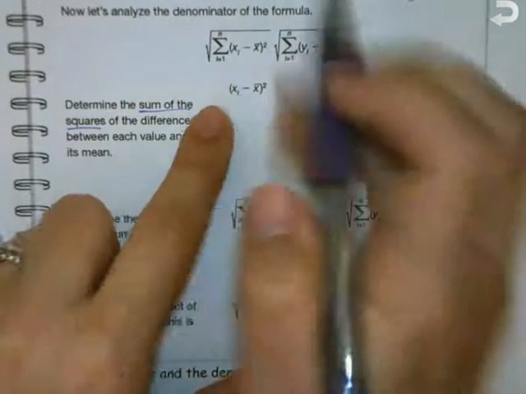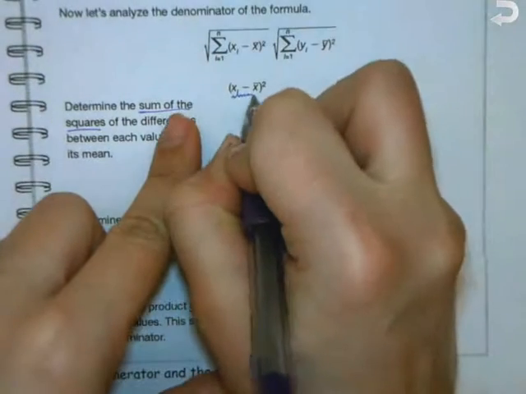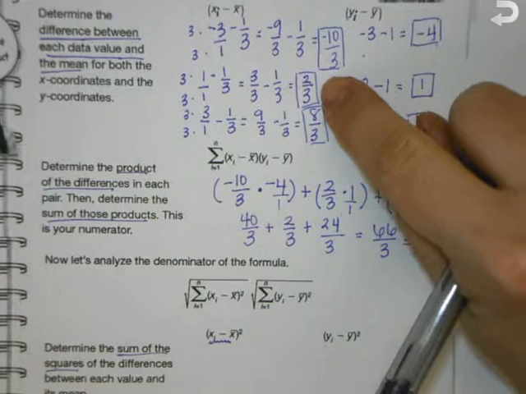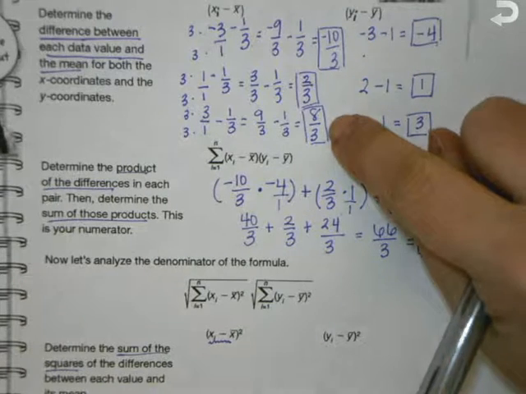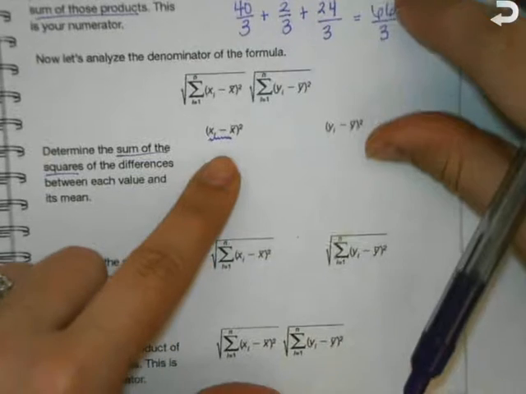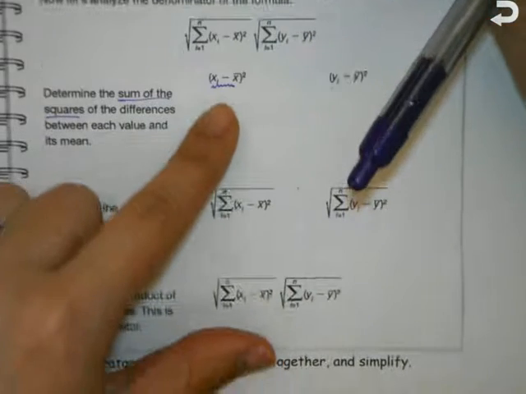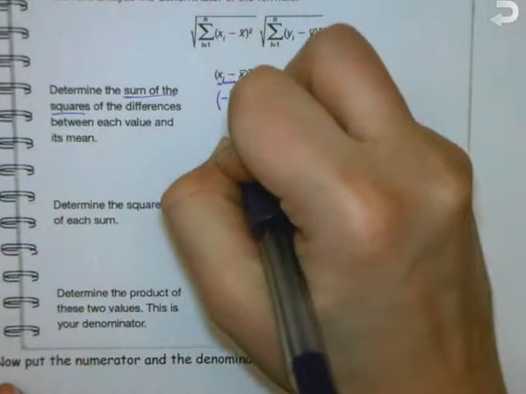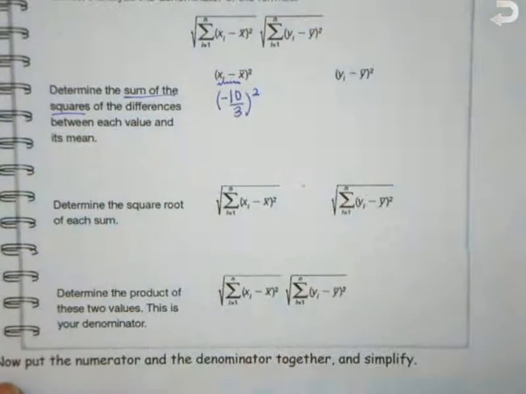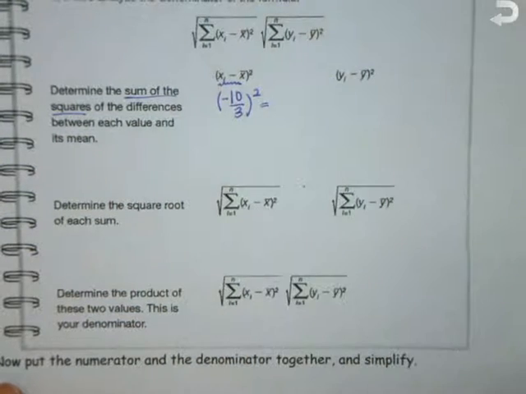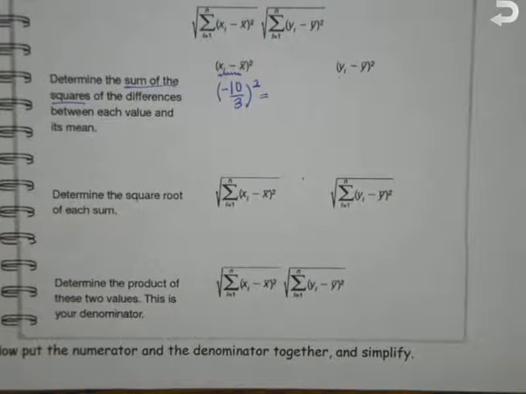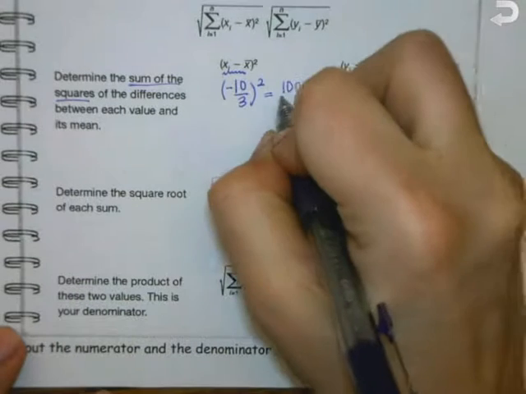But did we already do the work for this part? Yeah, that's all of these values. The negative 10 over 3, the 2 over 3, and the 8 over 3. So to do the x's, we're going to take those differences and just square them. Okay, so the first one is going to be negative 10 over 3 squared. Now when we're squaring them, that means we square the top and the bottom. So negative 10 squared would give me what? 100. And 3 squared would give me 9.